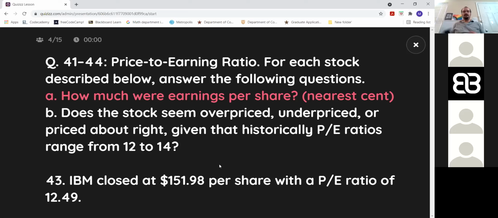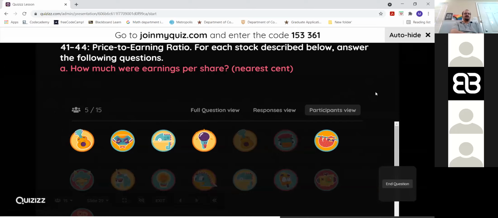So P would be 151.98. That's it. We're dividing that by E to get to here. How do we find E? We did this exact kind of problem previously, just with the table instead of it being given to us verbally. So I think what we're doing is dividing. So if we take 151.98, we divide it by 12.49 to find our earnings.